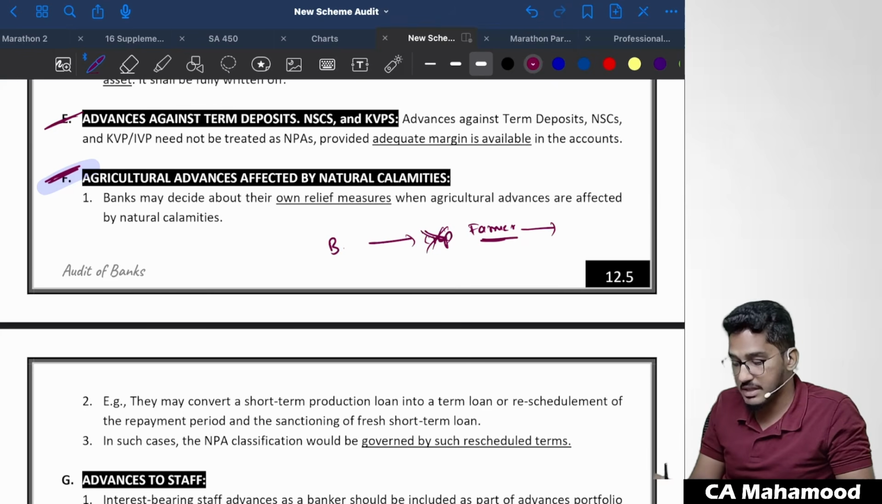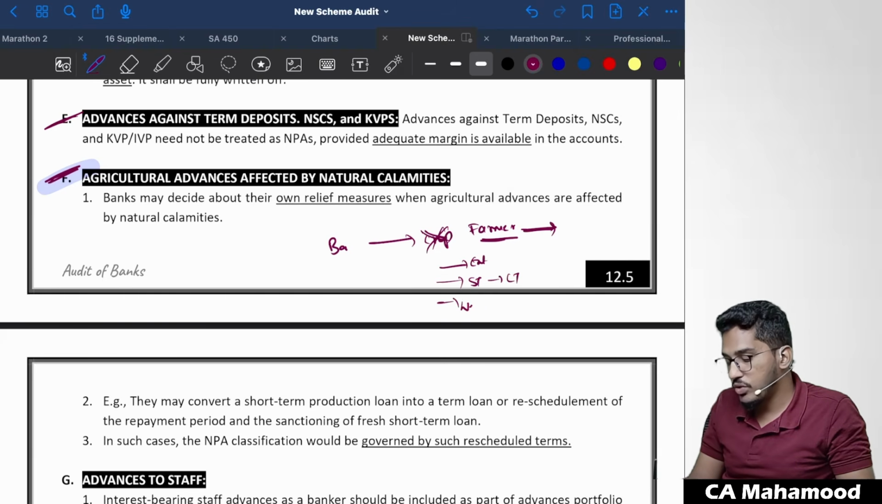In case the bank has given the loan to the farmer and the crop was affected by natural calamity, then the banks can take some relief measures. What kind of relief measures will they do? For example, they will extend the due date. They will convert the short-term loan into a long-term loan, or they will give a new loan and collect the old loan and the new loan after the new crop comes to hand.